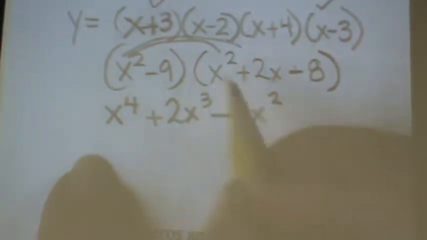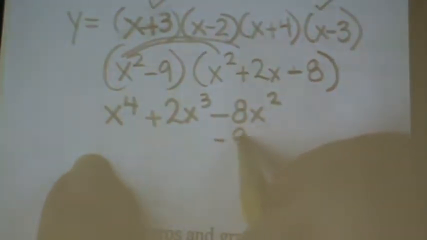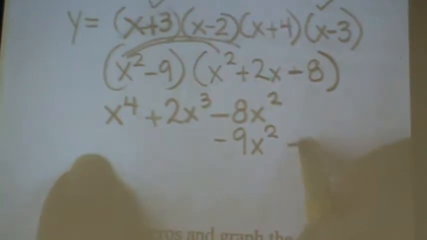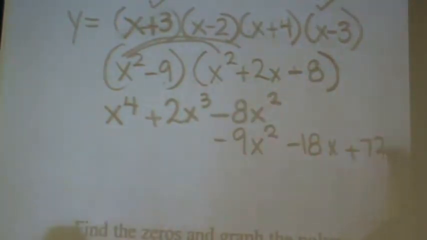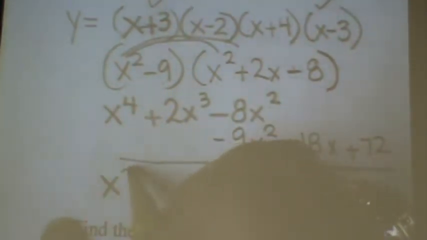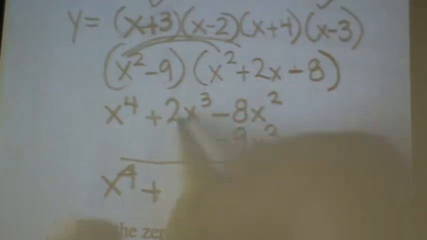Now this is what Miss Verbeck does. We'll do what she does. Negative 9 times x squared is negative 9x squared. So she puts it right underneath here, because then she's going to add them. Then negative 9 times 2x is negative 18x, and then 72. Add. You're adding right down.